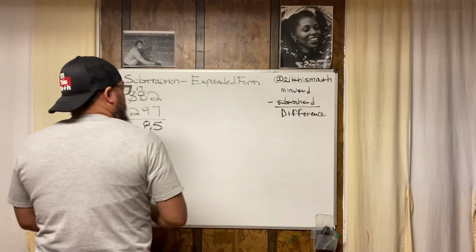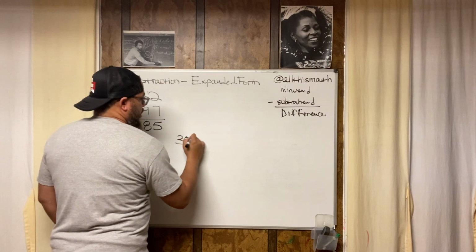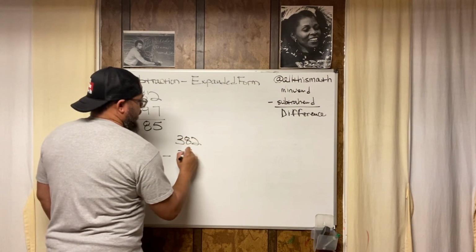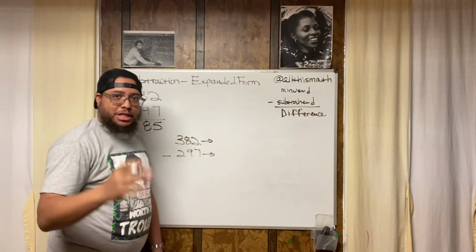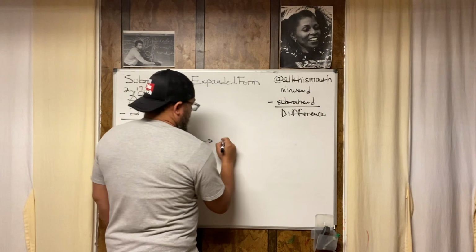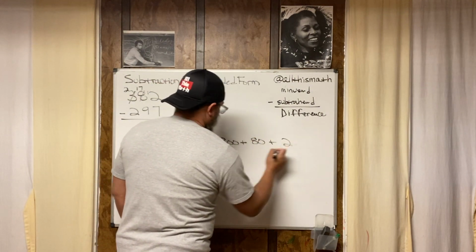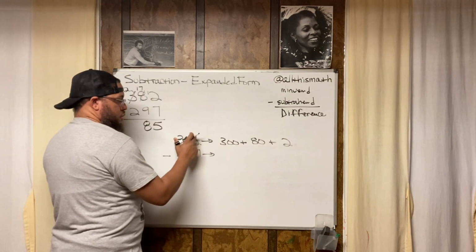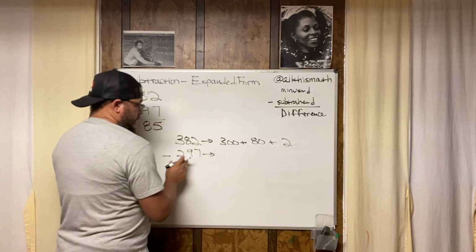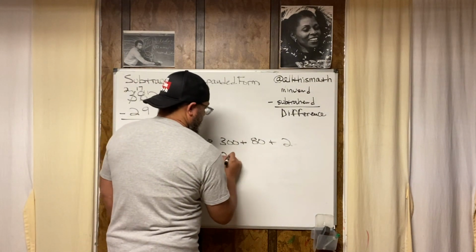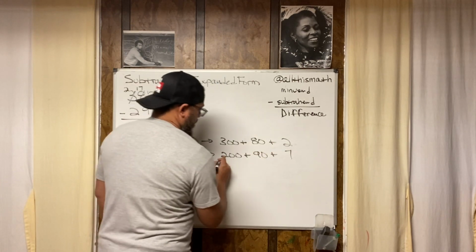Now, let's look at this, let me do it again, right? Expanded form. 382 minus 297. All right, so watch this. I'm going to break this down by place value and show it what it really is. So this is really 300 plus 80 plus 2. 382. 300 plus 80 plus 2. The subtrahend is 200 plus 90 plus 7.